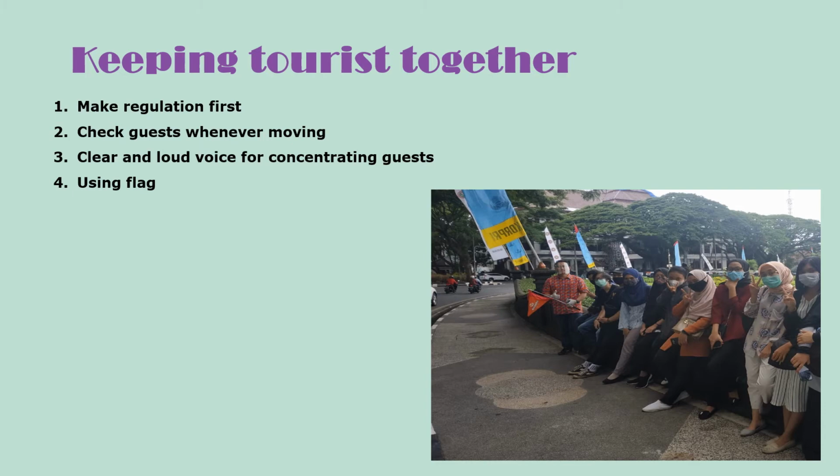And the next one is a clear and loud voice for concentrating guests. So here you can speak louder. It's not because you are angry, but you want the guests to concentrate more on your explanation. And the last one is using a flag. So you have to tell them what is the function of the flag and what are some signs that you use to give instructions to the tourists. So by following the steps, you can keep the tourists together.